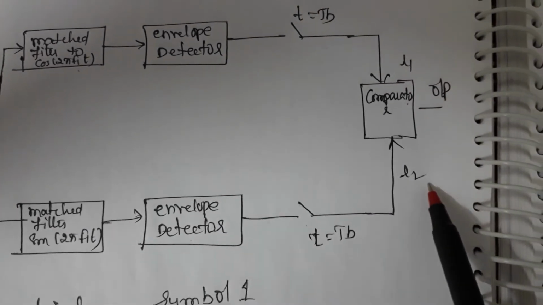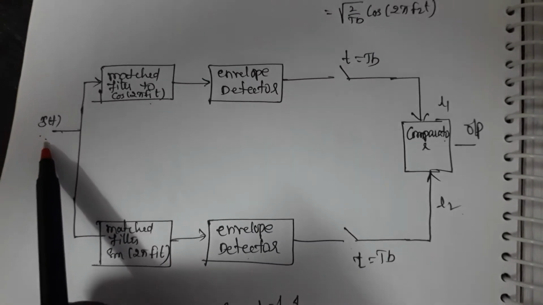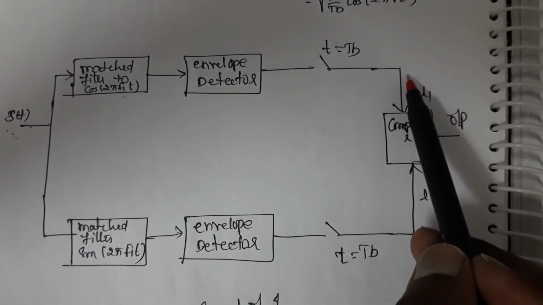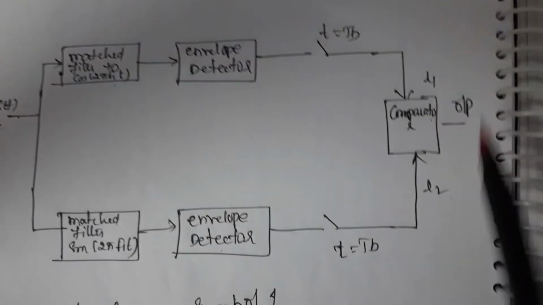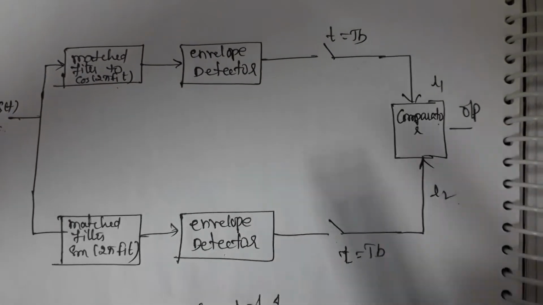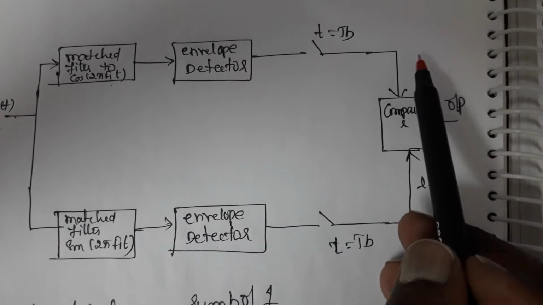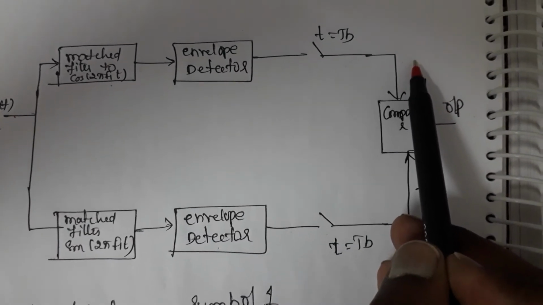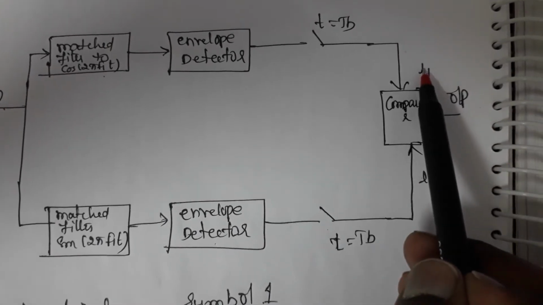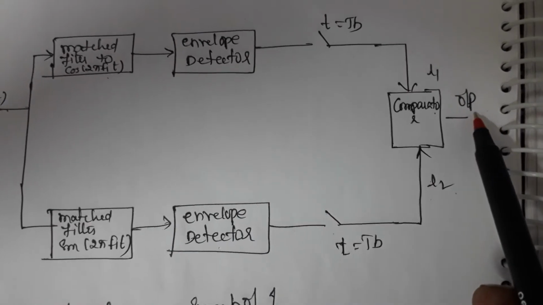If L1 is greater than L2, the output is high. That means when I get the data as 1, I have some value on the upper branch and 0 on the lower, so L1 is greater than L2 and the output is high. When I get S2 of t, which indicates 0, the upper will be 0 and the lower will have high amplitude. That means L1 is less than L2, which indicates that the output is 0.